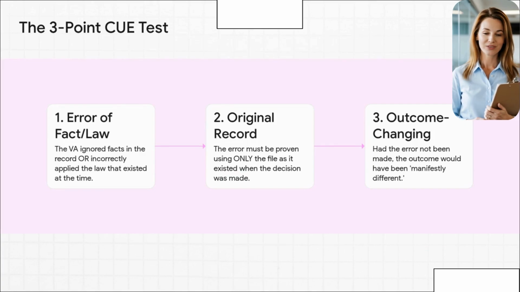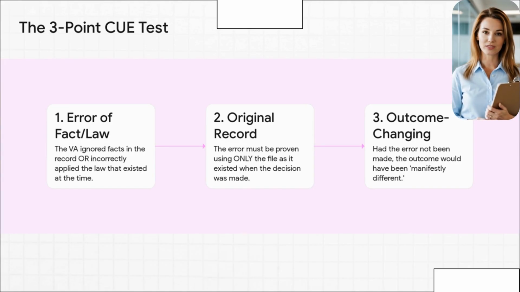So every single CUE argument has to pass this three-point test. First, you have to show there was an error of fact or law. Like the VA flat out ignored a diagnosis that was right there in your file. Second, and this is a big one, you have to prove it using only the evidence that was in the record at that time. And third, you have to show that if that mistake hadn't been made, the outcome would have been totally different.